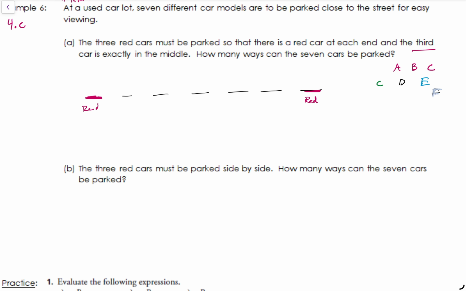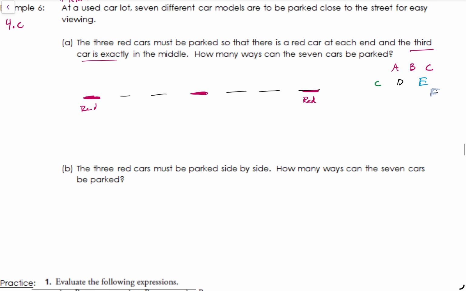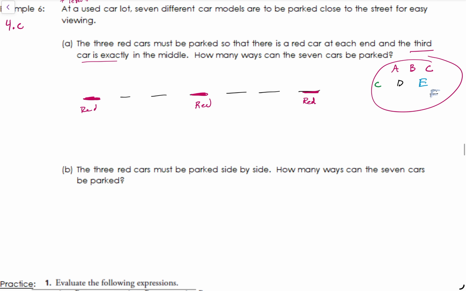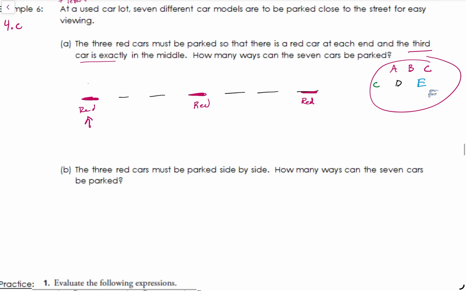The third car is parked exactly in the middle. So there's our middle placement, and we have to have another red car. So what I see from my elements, I have 3 red. So let us deal with those conditions that we must meet first. How many options are there for the first spot? Well, there are 3 red elements, A, B, and C. So I'm going to park one of them.